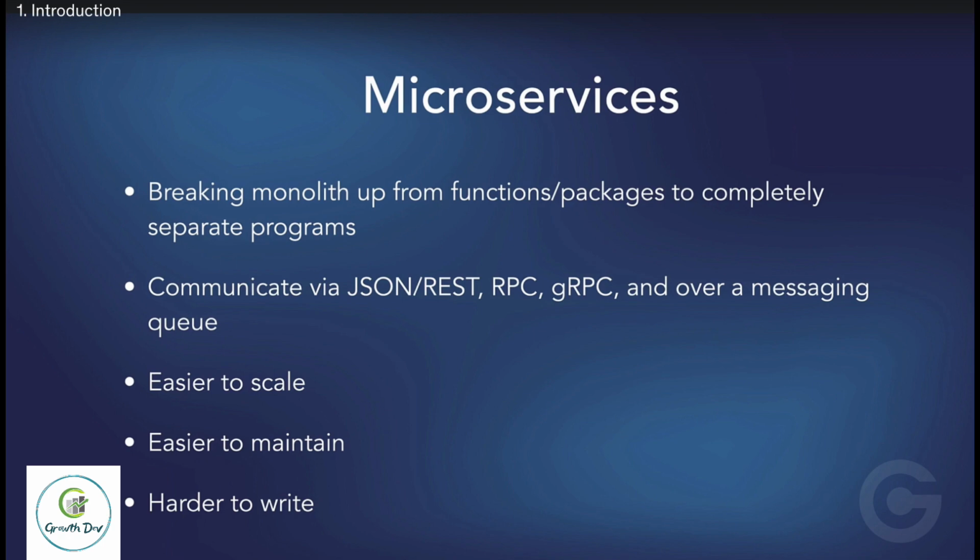Remote procedure calls, for example, which are much faster than JSON REST, and gRPC, which is even faster than RPC in many cases. Not in all cases, but in many cases. And you can also talk to the individual microservices by pushing something into a queue, like RabbitMQ, which I'll be talking about extensively in this course.